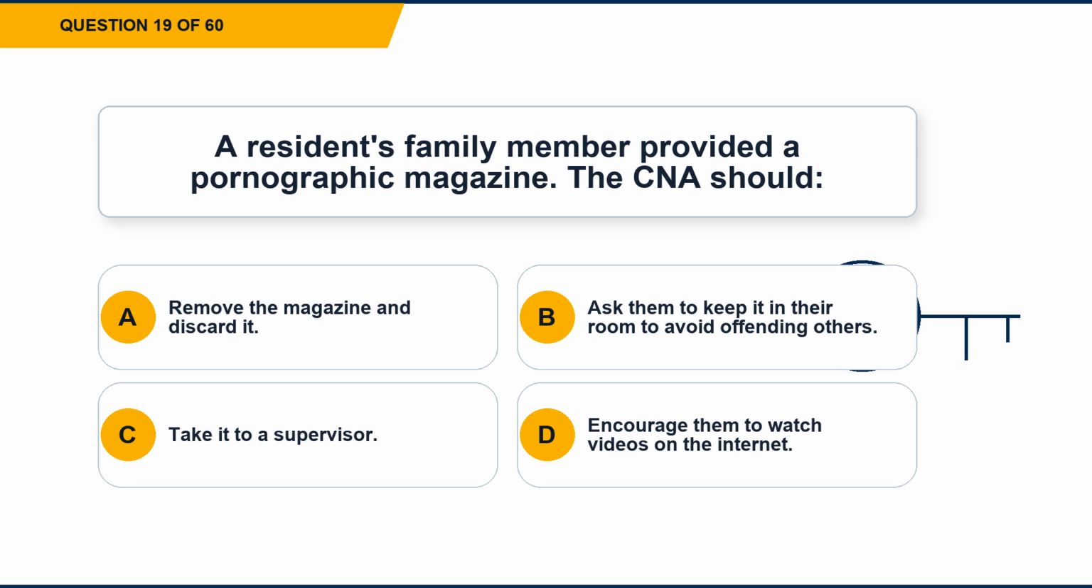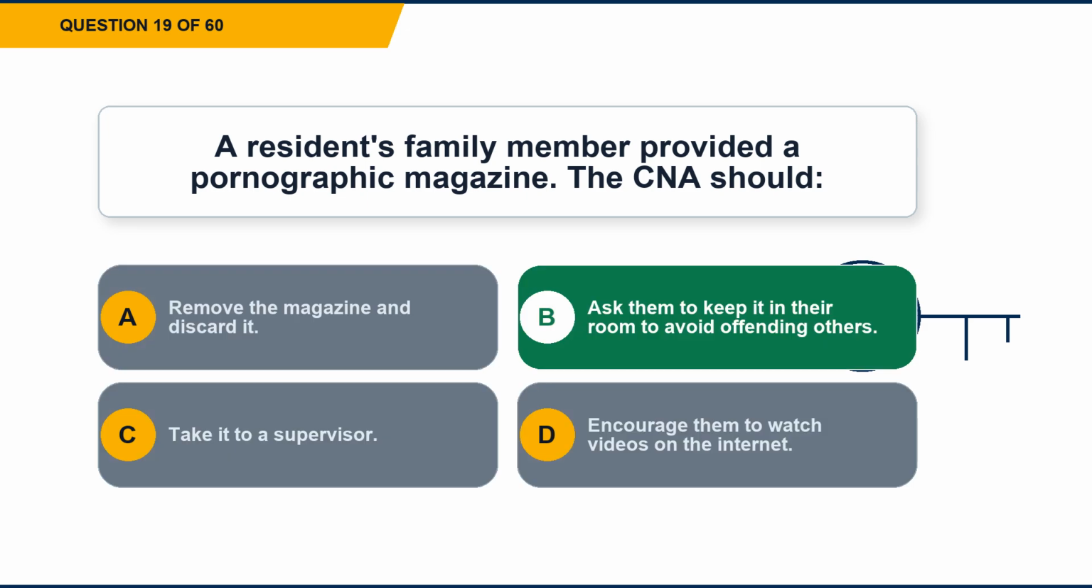Question 19. A resident's family member provided a pornographic magazine. The CNA should: option A: remove the magazine and discard it. Option B: ask them to keep it in their room to avoid offending others. Option C: take it to a supervisor. Option D: encourage them to watch videos on the internet. The correct answer is option B: ask them to keep it in their room to avoid offending others.